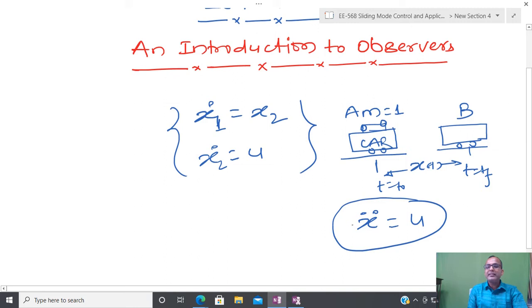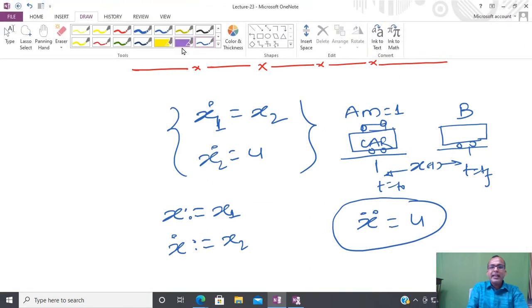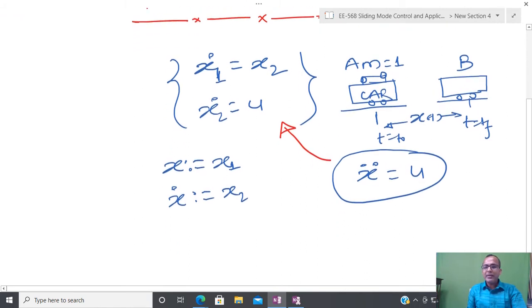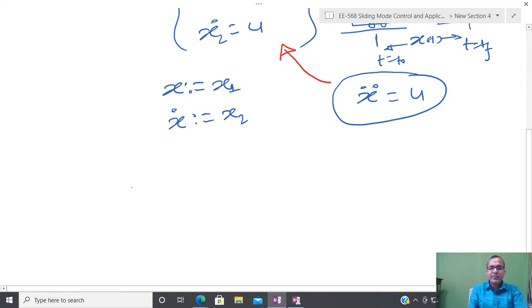Since mass is unity, x double dot is multiplied by unity. If you assume that x equal to x1, that is position, and velocity, x dot, equal to x2, then this second order differential equation can be represented by this kind of first order differential equation. So I have a second order system. Now I am assuming that in this system I have just the information of position, so output y equal to x1.